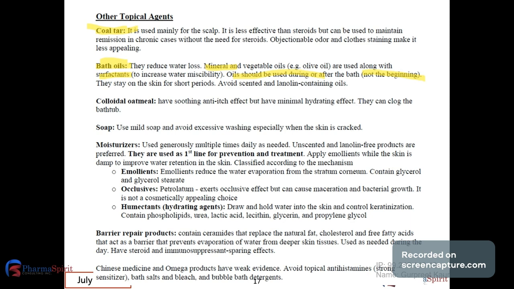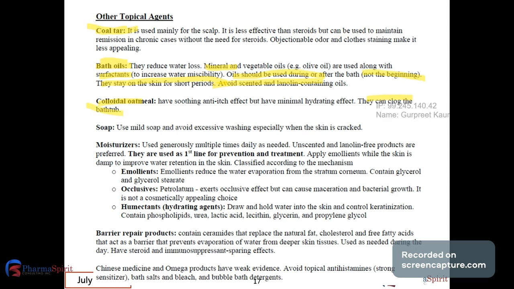In all cases, the bath oil will stay on the skin for a short period of time, and we always try to avoid scented oil and lanolin containing oils because lanolin can be a skin sensitizer. We also can use colloidal oatmeal. It has soothing anti-itch effect, but it has a minimal hydrating effect. And also they can clog the bathtub if we use the colloidal oatmeal.